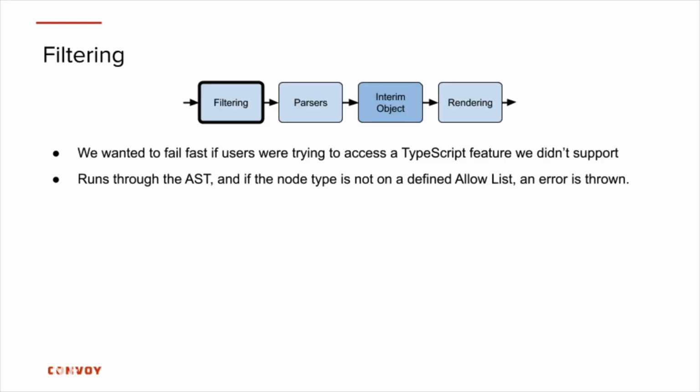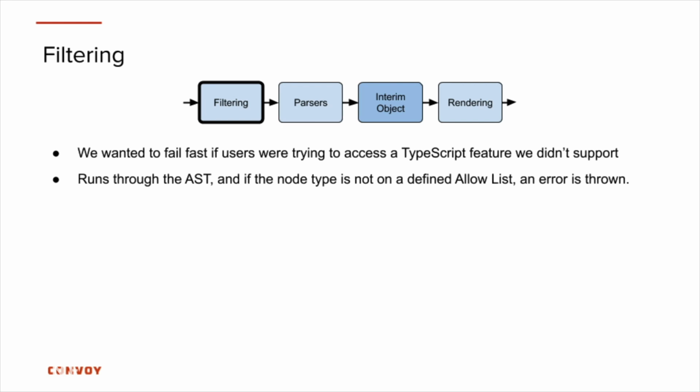So there's 4 main stages to our processing, and it starts with filtering. One of the reasons that we have filtering is because we want to fail fast if users are using something they're not supposed to. Because we're using TypeScript, users have a tendency to say, I know this really cool TypeScript feature that I want to use in our interface. And we had to tell them really quickly, no, you can't.